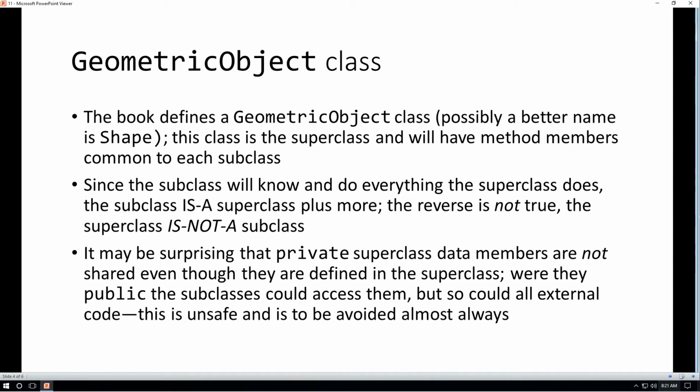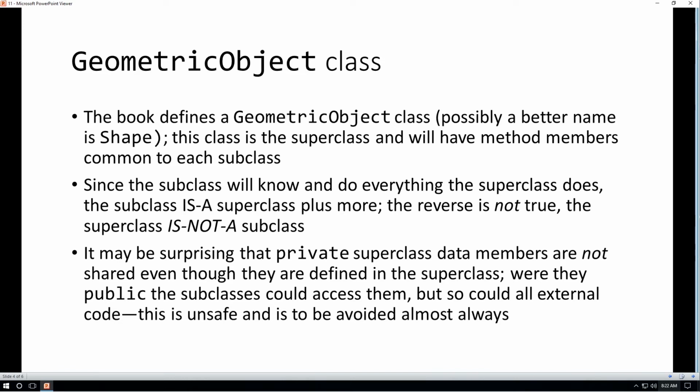We say it is a superclass. Because it knows and does everything, it acts just like the superclass, only it can act and know a little more. The reverse is not true here. The superclass is not a subclass. The superclass does not know and do everything the subclass can. So the is-a relationship flows downward from superclass to subclass, not upwards.